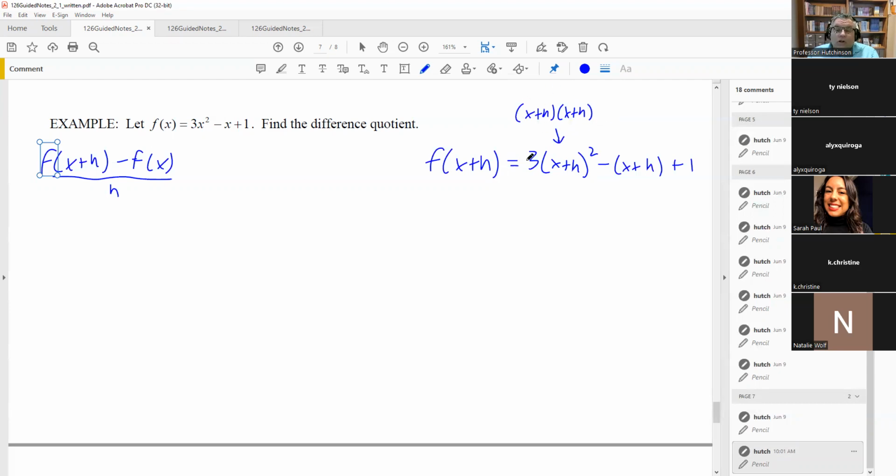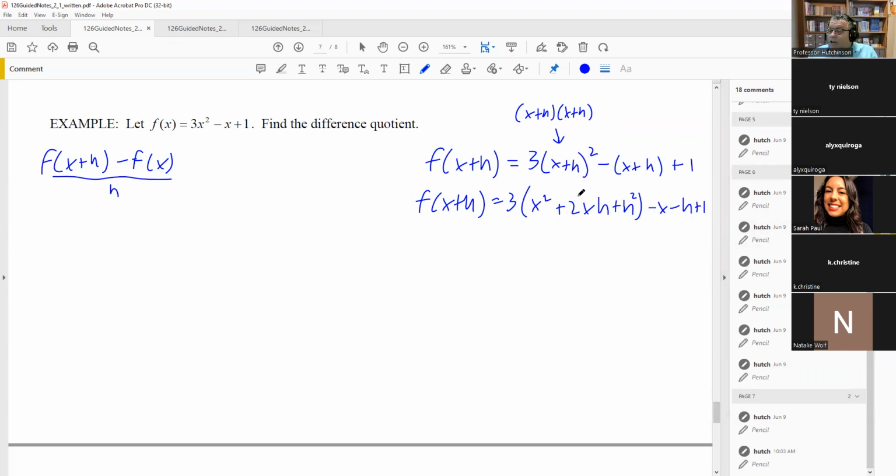This is like a FOIL that we're going to do. The 3 I'm going to leave alone, and I'm going to multiply this using FOIL. So x times x is x squared. Then I have an x times h and another x times h. If I add those together, I get 2xh, and then I have h times h, or h squared. Okay, so the 3 is still on the outside of all this. I did the square part first. Then for the rest of it, I'm just going to distribute the minus sign: minus x minus h, and then plus 1 on the end.